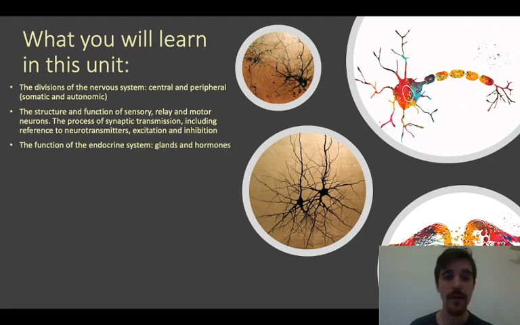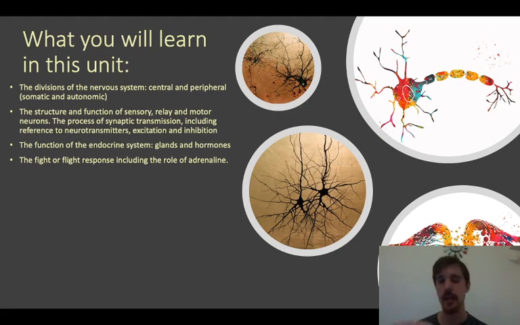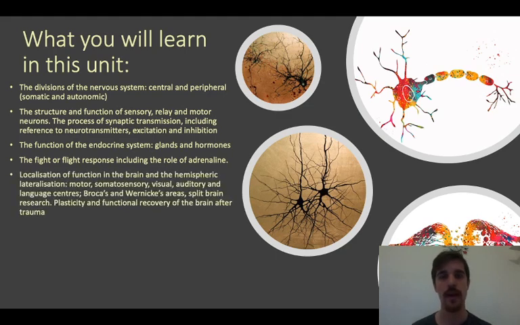We're looking at the function of the endocrine system, that is glands and hormones. That we'll be looking at in the next lesson. Then the fight or flight response, including the role of adrenaline. We'll be looking at the fight or flight response in just a little bit of detail today, but that will be also moved to another lesson.